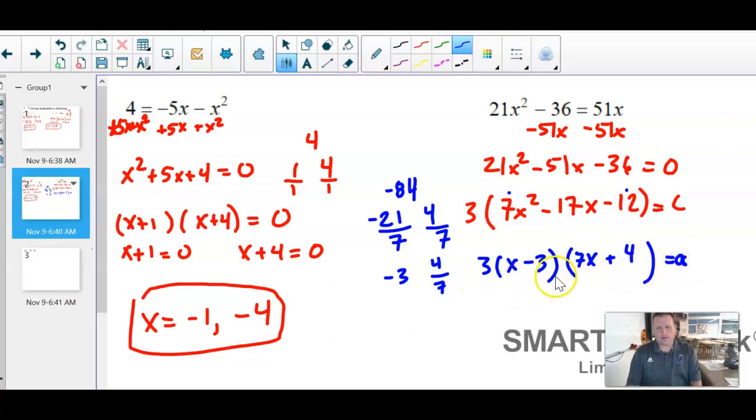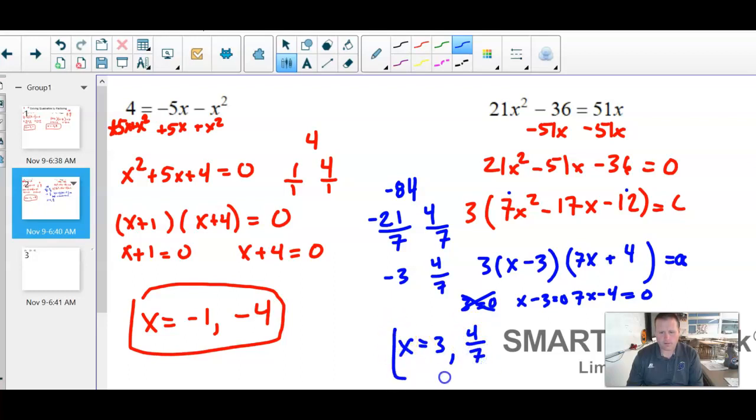Then I just solve this. If you remember, 3 will never equal 0, so I don't need to even worry about that one. But then I have x minus 3 equals 0, and then I have 7x minus 4 equals 0. When I go to solve these, I'm going to add my 3 over, so x equals 3 for the one. And for this other one, I'm going to add the 4 and then divide by 7. So that would be positive 4 over 7 as my solution for that one. So again, I've got 3 and then 4/7.